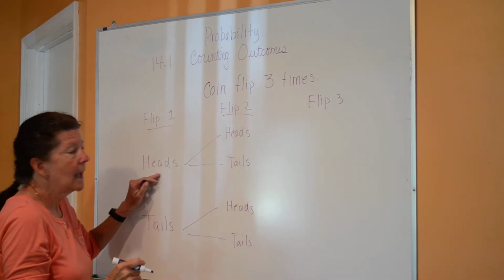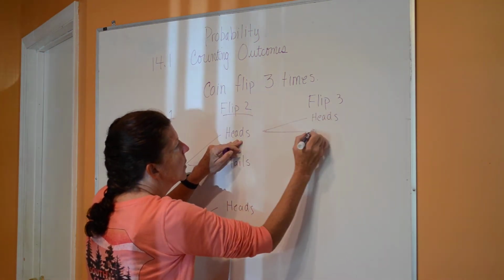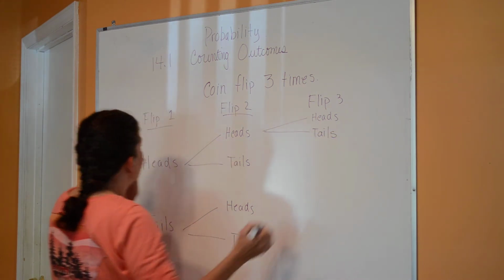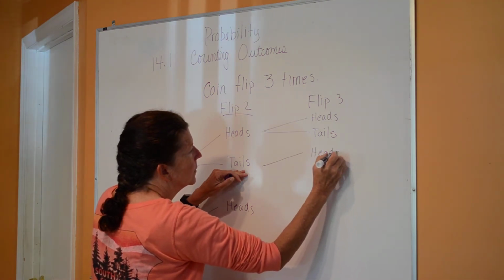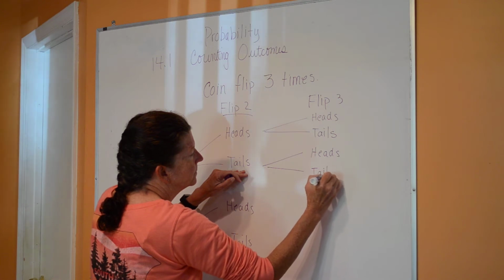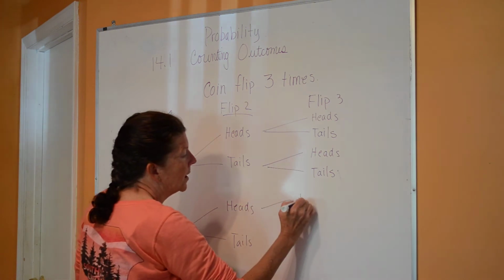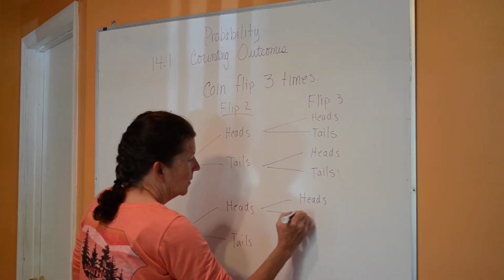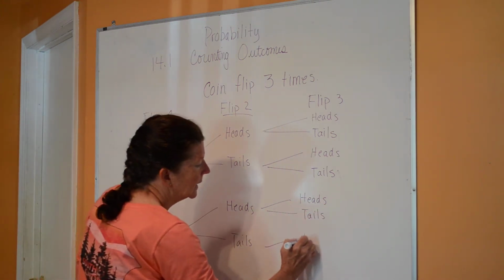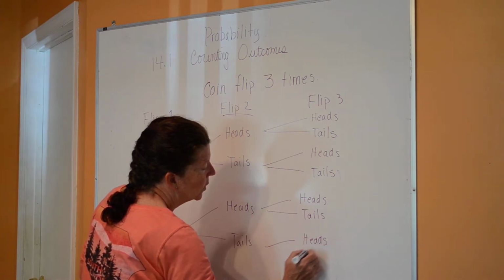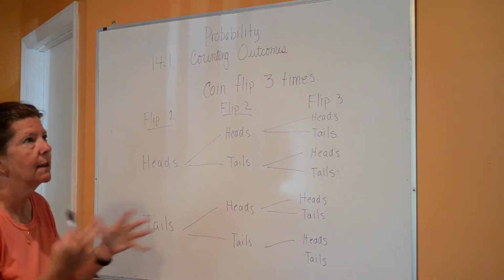All right, now I'm on to flip 3. Let's say I did heads, heads. Now I can get heads or tails. If I did heads, tails, now I can get heads or tails. If I did tails the first time, heads the second time, the third time I can either get heads or tails. Tails, tails, I can either get heads or tails.